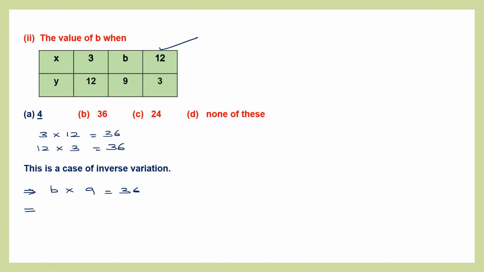So now we can find the value of b. We can say b is equal to 36 divided by 9. 9 fours are 36. So b is equal to 4. So we have found the value of b, and that is 4, and this is our answer. B is equal to 4.